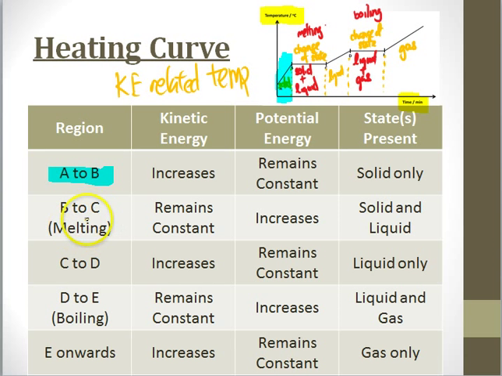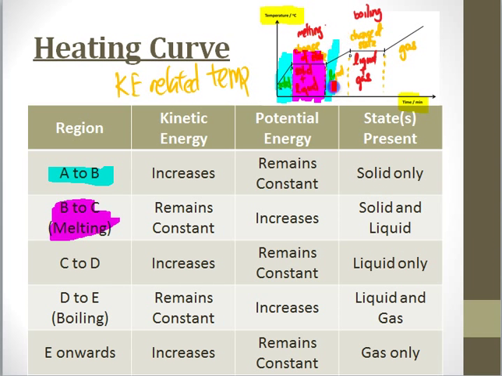From B to C in the melting process, the kinetic energy remains constant because the temperature is constant over here. This is region B. The kinetic energy remains constant because temperature is constant, whereas for potential energy, this is where it starts to increase. What is the potential energy used for? It's used to overcome the force of attraction. At this part here, both solid and liquid state are present.